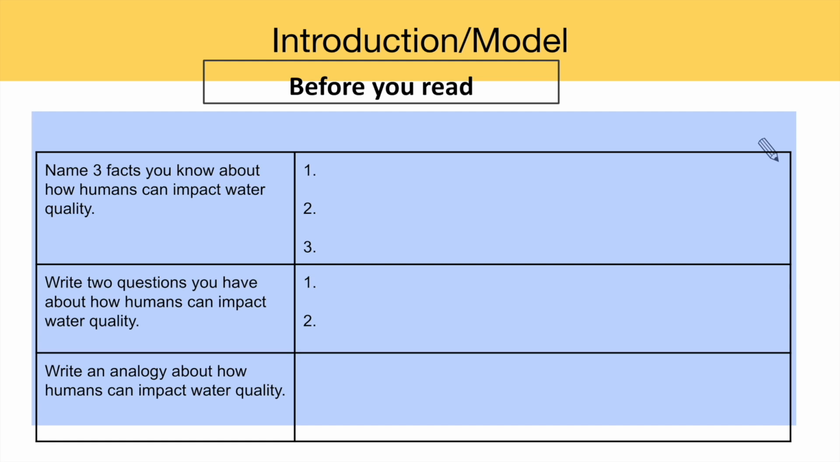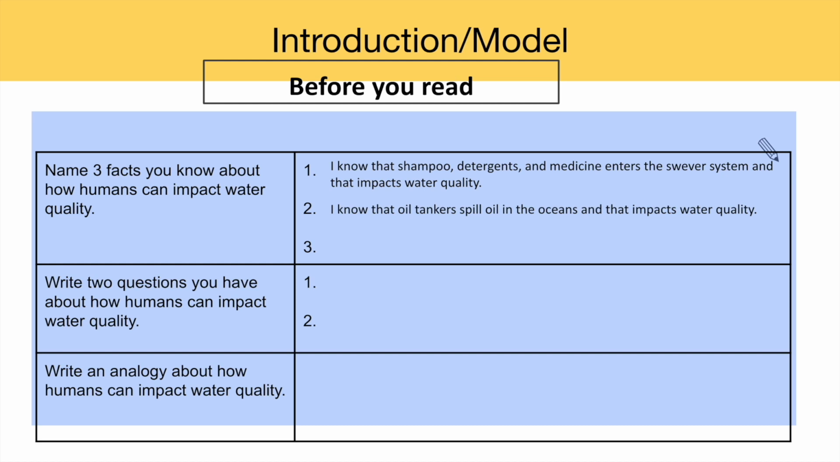Name 3 facts you know about how humans can impact water quality. Well, first, I know that shampoo, detergents, and medicine enter the water system, and that impacts the water quality. 2, I know that oil tankers spill oil in the oceans, and that impacts water quality. And 3, I know that a lot of plastic ends up in the ocean, rivers, and lakes, and that impacts water quality.